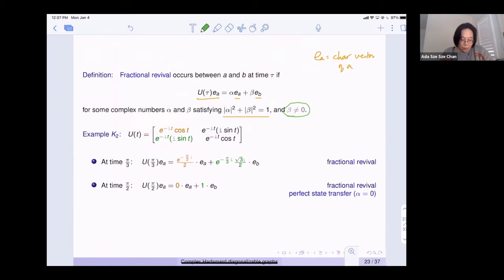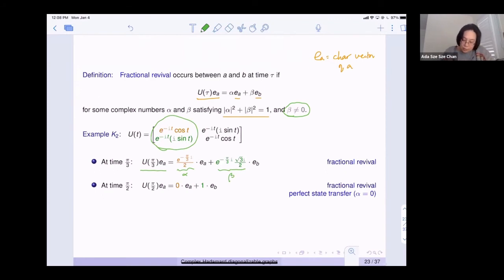So for example, if you look at K2, let's say the first column is indexed by A, the second column is indexed by B. Then if I look at, let's say, time pi over 3, then in this product I'm picking up the first column. Then I would have this is my alpha times e_A, plus this is my beta times e_B, and alpha and beta are both non-zero. And this is an example of fractional revival.